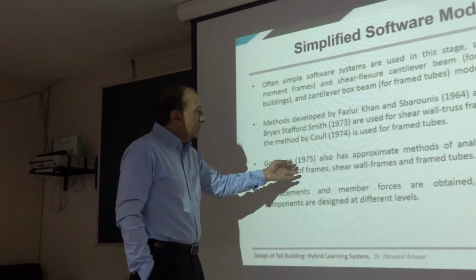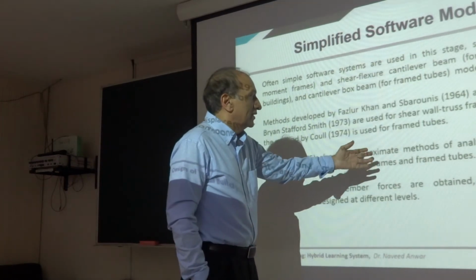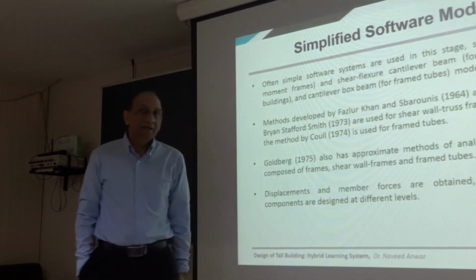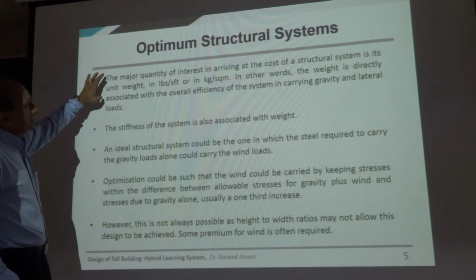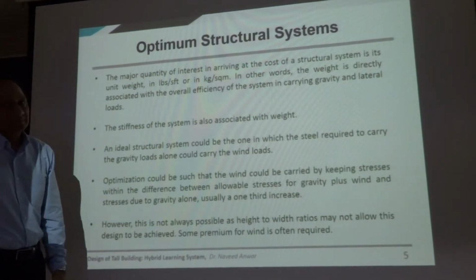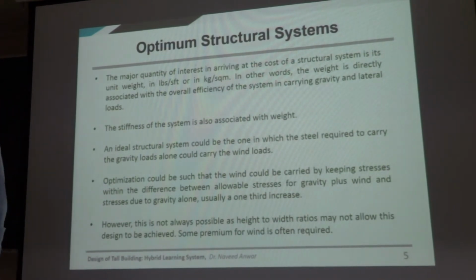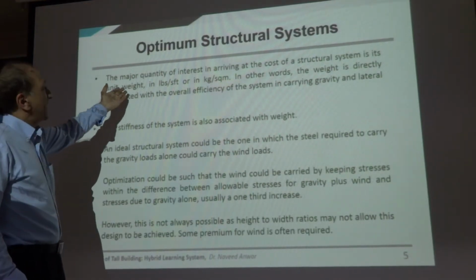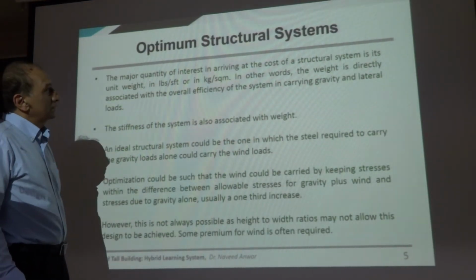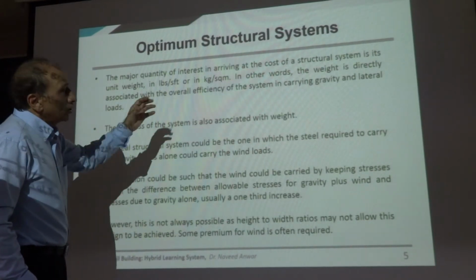And then, in 1975, they also had approximate methods of analysis for tall buildings. Now, this is the major quantity of interest to us that we need to really be careful about, which is the cost of a structural system, which is dependent on the weight, pounds per square foot, or kilogram per square meter.